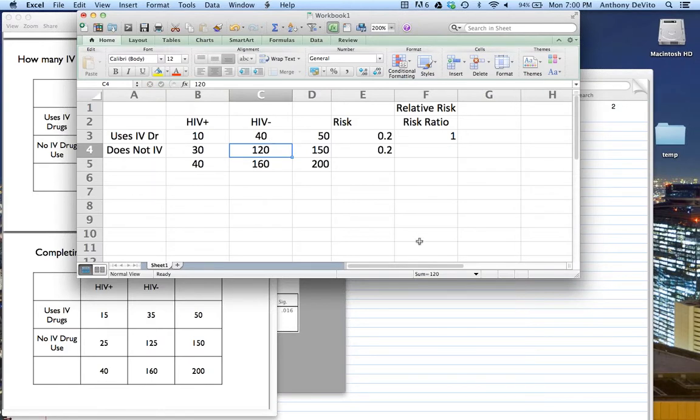And 120, there we go, 20% each, same as the population in general, and the relative risk is equal to 1. Now, there's another way that we can measure this as well. That's called the odds ratio.